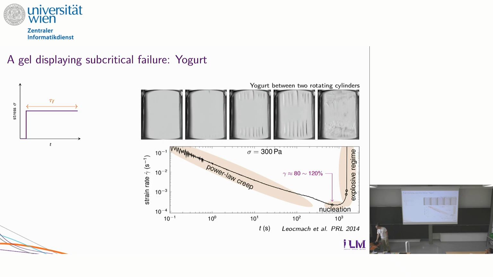But that's not the regime I'm interested in. I'm interested in this part, where the material is probably accumulating damage. And is it possible, even if we don't see anything microscopically, that there is something happening, and can we actually detect the damage that is occurring there?